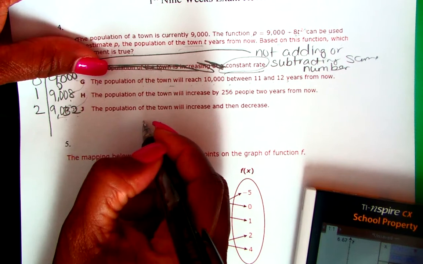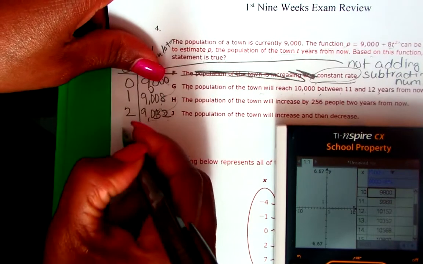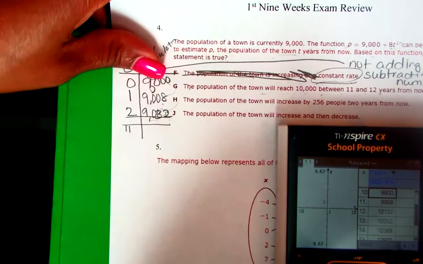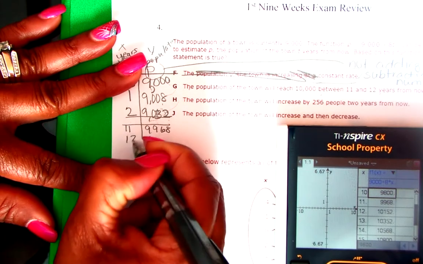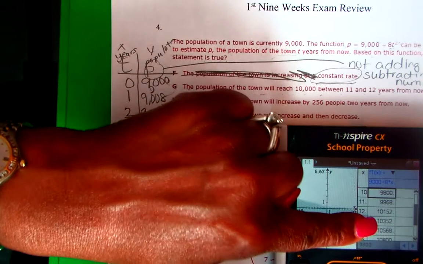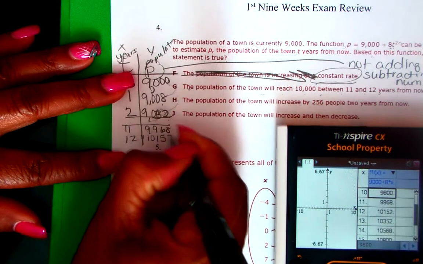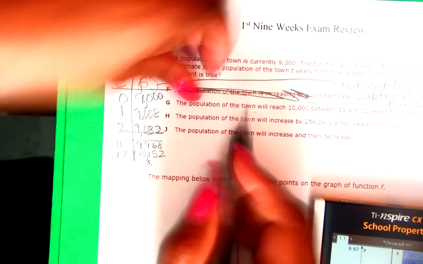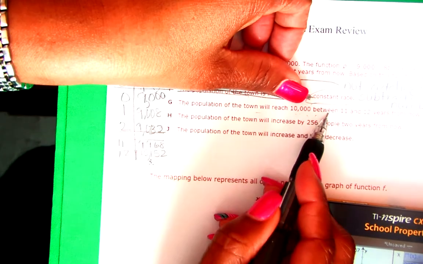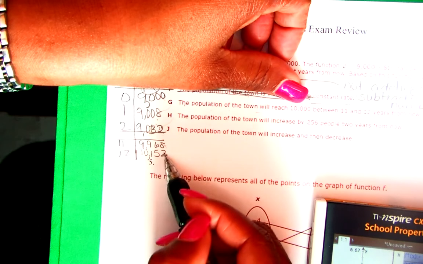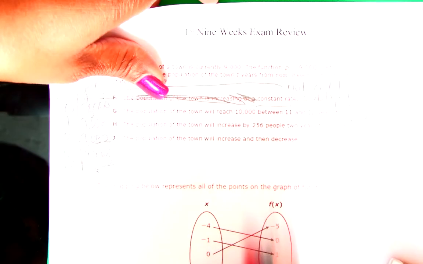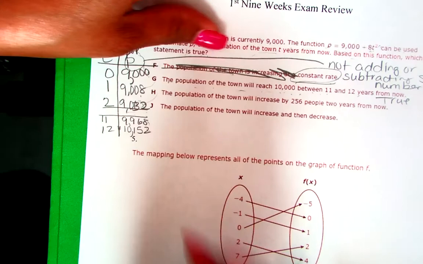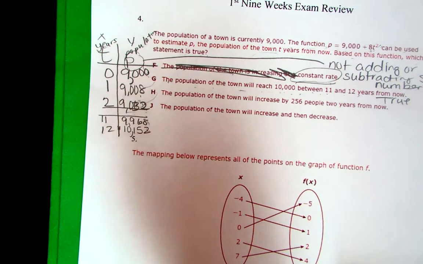So 11 years. Let me put it over here. 11 years, we have 9,968. For 12 years, we have 10,152 for the population. So go back and read it. The population of the town will reach 10,000 between those 2 years. Did they reach 10,000 between it? Yes, that's true. Okay. Am I going to just choose the answer? No, I'm going to read the rest to make sure that I'm reading correctly.